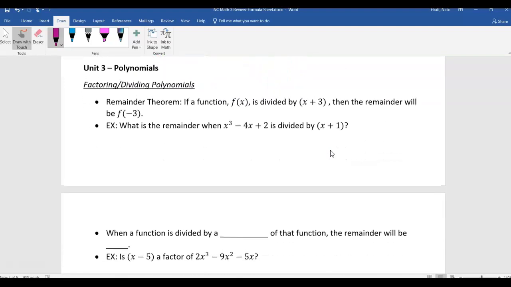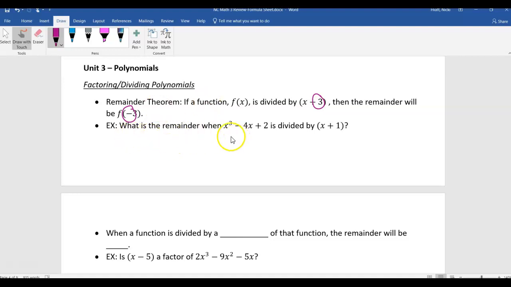Okay, moving on to Unit 3. In Unit 3, we talked about factoring and dividing polynomials. So we did that long division that was really difficult to do, but there's a way around having to do long division for a lot of problems. The remainder theorem is very useful. It tells us if a function f is divided by x plus 3, I used a specific example here, then the remainder will be f of negative 3. So notice this was a positive 3 here, and I plugged in a -3 into the equation.